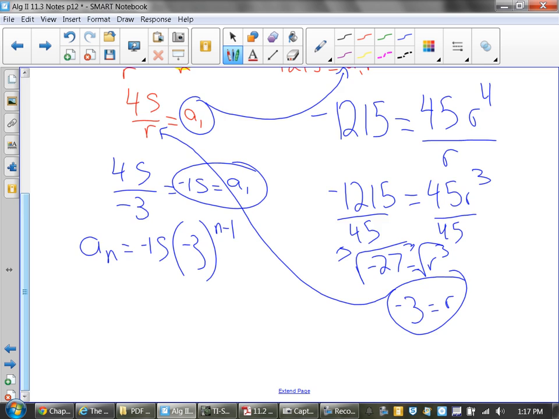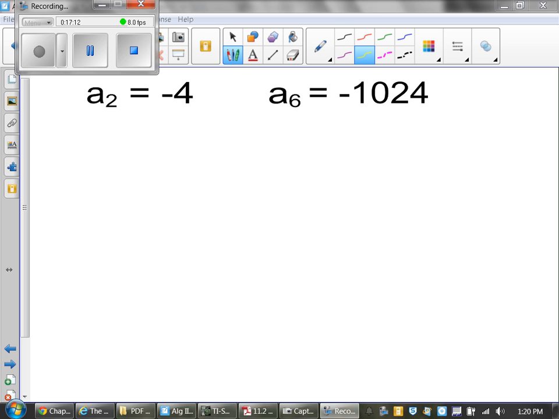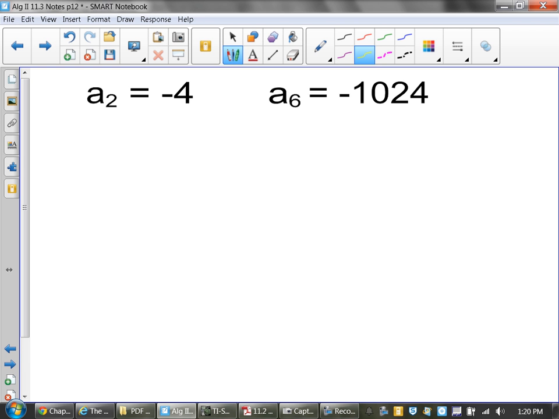So do the same basic idea with this one, and write out the rule. We got time, so it's not a big deal. Again, always start these problems out with the generic rule.